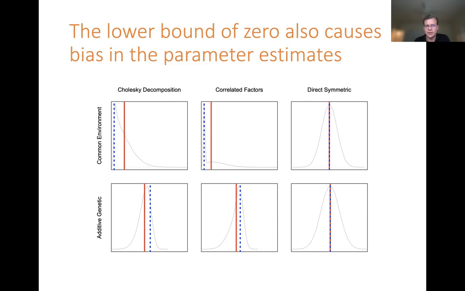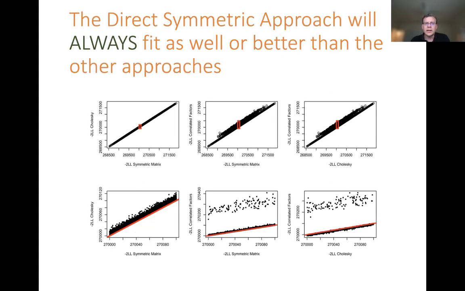And you're going to underestimate A in the same model, which is problematic from both the common environment and the additive genetic perspectives. And importantly, the direct symmetric matrix approach will always fit the data as well or better than the Cholesky or the correlated factors models. So as you can see here, we've got the Cholesky versus the direct symmetric matrix approach, the correlated factors versus the direct symmetric matrix approach, and then we're comparing the correlated factors and the Cholesky. And we can see that always the best estimate here is the direct symmetric matrix approach.